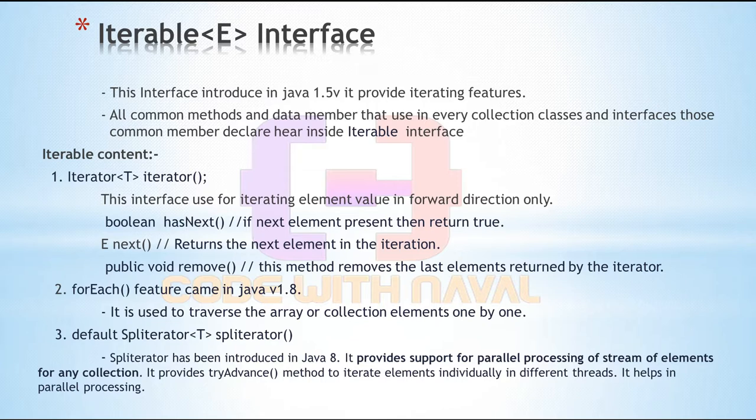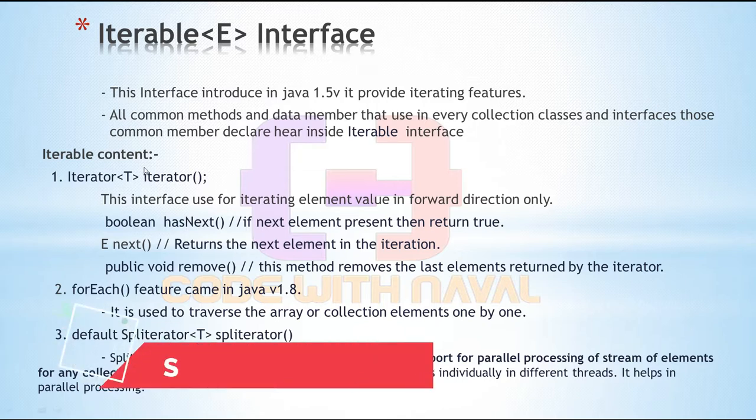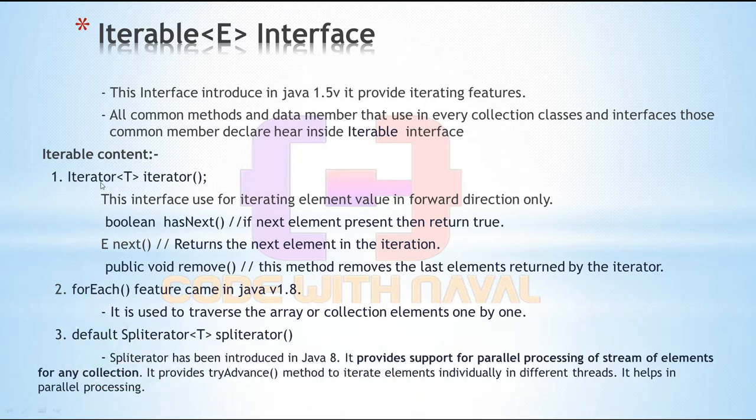Let's check what content is present inside the Iterable interface. This Iterator is present inside the Iterator interface. Here there are three methods: hasNext, next, and remove. Let's check one by one. hasNext simply returns true if a next element is present, otherwise it returns false. Then next returns the actual next element. If a next element is present, then it will return it.